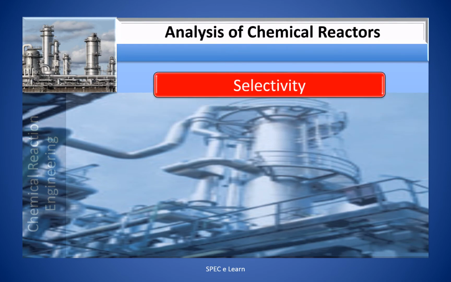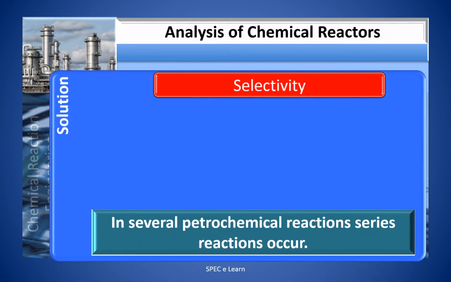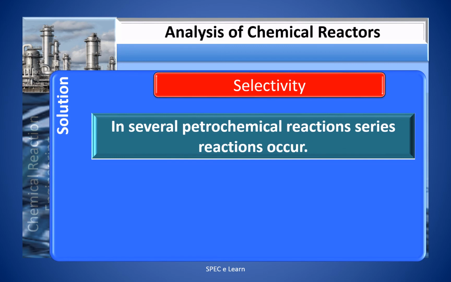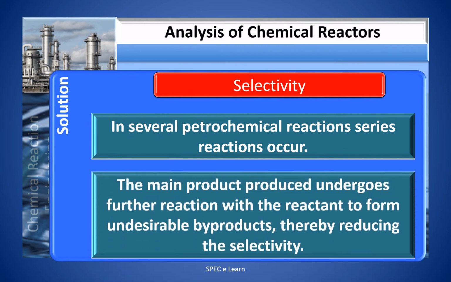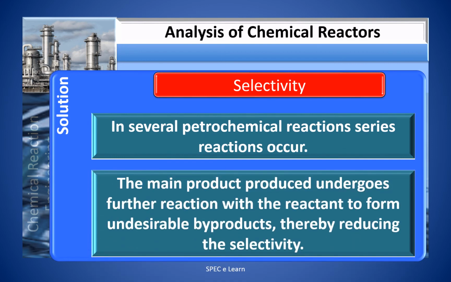In several petrochemical reactions, series reactions occur. The main product produced undergoes further reaction with the reactant to form undesirable byproducts, thereby reducing the selectivity.